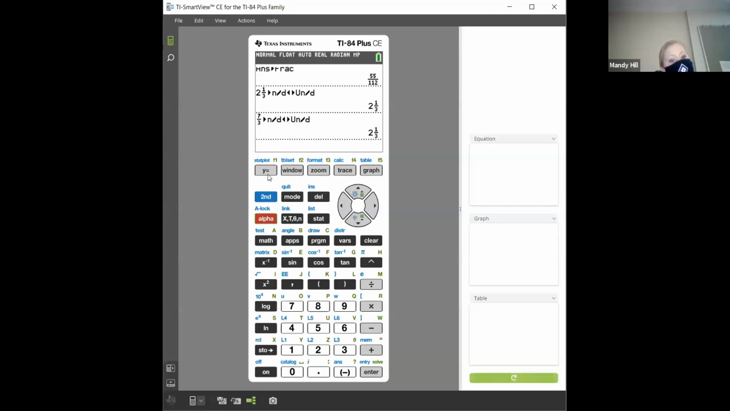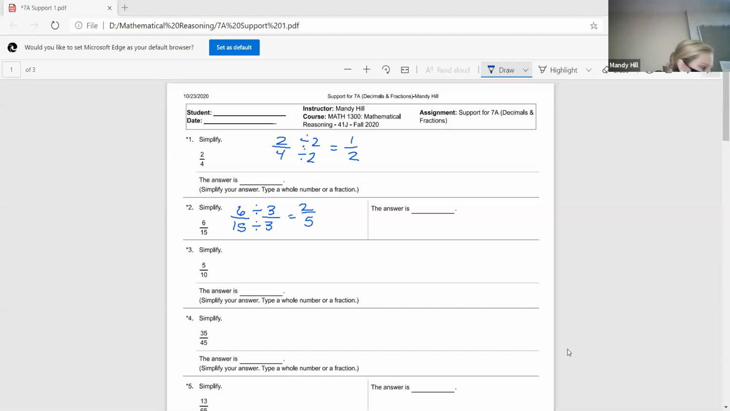You'll also notice on alpha y equals that other button's there, fraction to decimal. So you can use that from this screen, or you can use it at the math button like we did a while ago. It doesn't matter. Okay, so let's go back and finish this real quick. So we worked them with the calculator. I always want to make sure you know how to do it the other way as well.